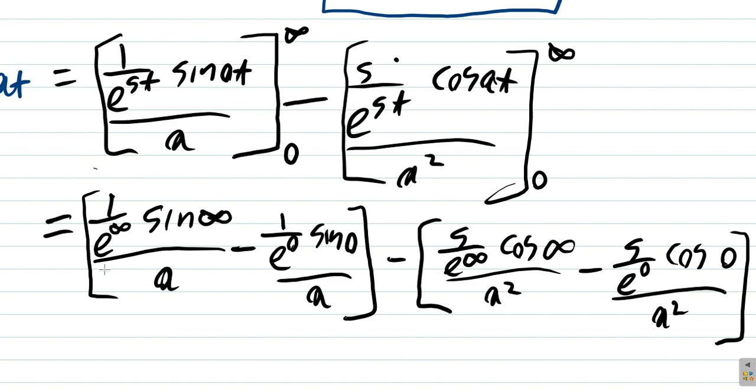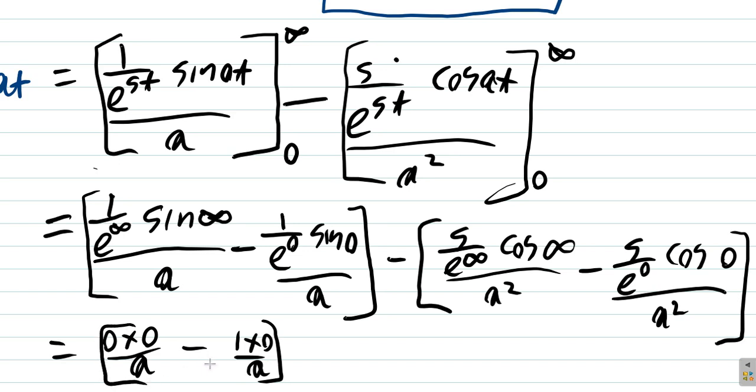Here, this is equal to 1 over infinity, which is 0. So it's 0 times sine of 0, which is 0, over a, minus. Now e to the 0 is 1. 1 over 1 is 1. Sine of 0 is 0, so it's 1 times 0 over a. So all of this part amounts to 0. Alright? So all of this is gone.